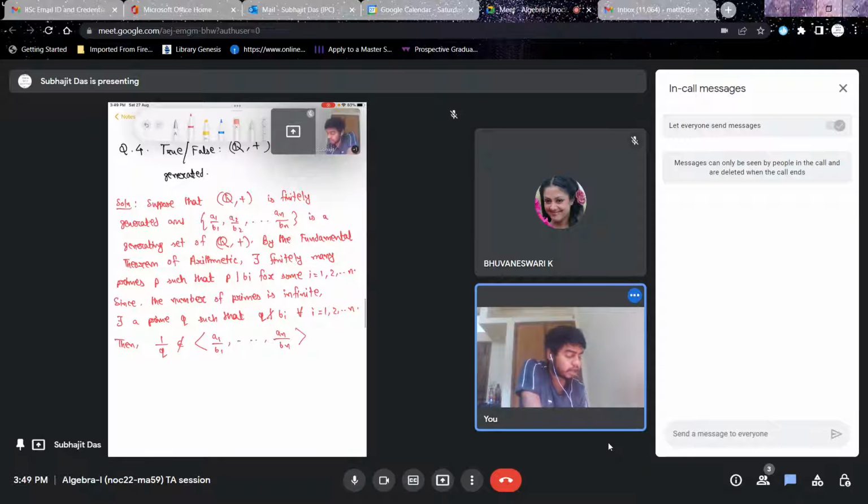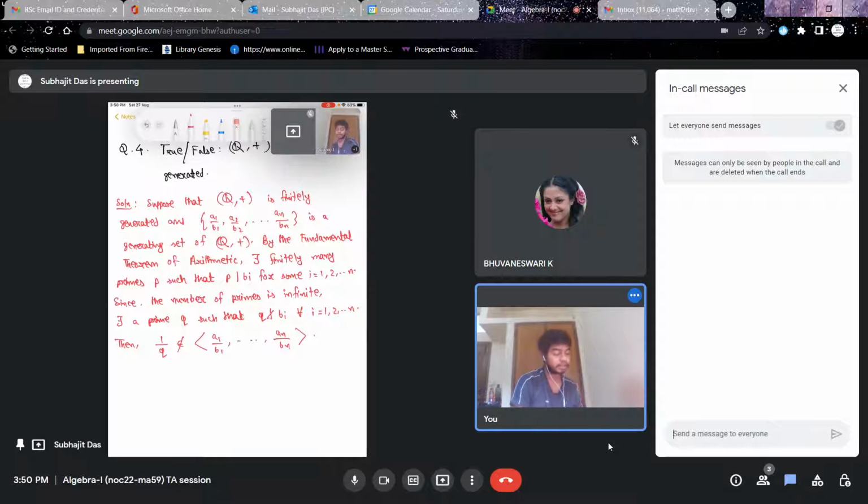Precisely because what are the elements in the subgroup generated by A1 by B1 up to An by Bn? These are just additions of multiples of these elements Ai by Bi, right? Whatever you do, you can only add copies of Ai by Bi with themselves. So you can never get some new prime in the denominator. You can only obtain primes which are present in the Bi's, right?